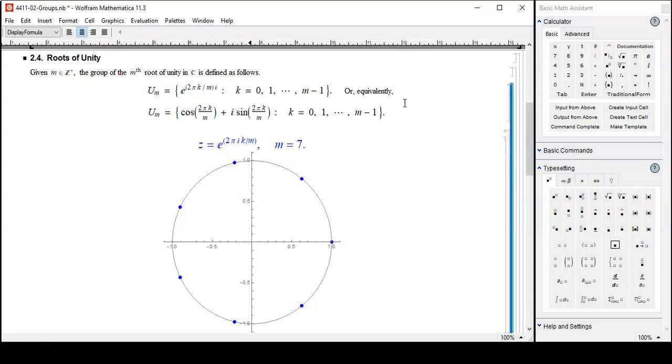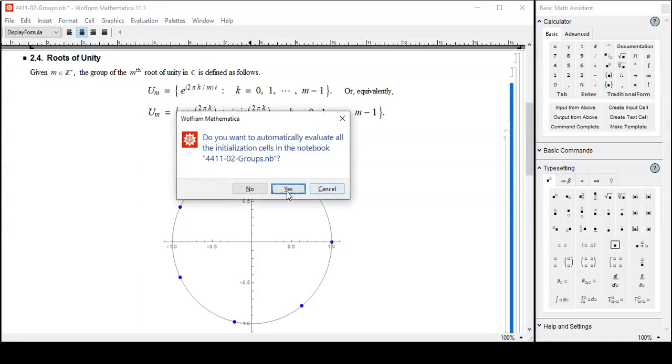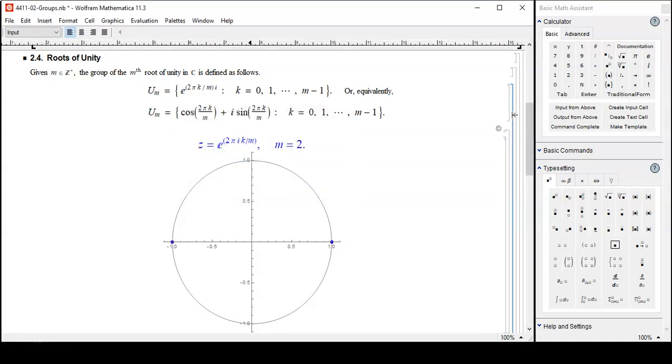And in this case, m value is 7. So we have 7 dots starting from 1 here when k is equal to 0. And then 2 pi over 7 rotation, another 2 pi over 7 rotation, another 2 pi over 7 rotation, and so on. Let's run it again. And this time m equals 2. This program is randomized, so you can run it again with different m value. This time m is 5, m is 9.